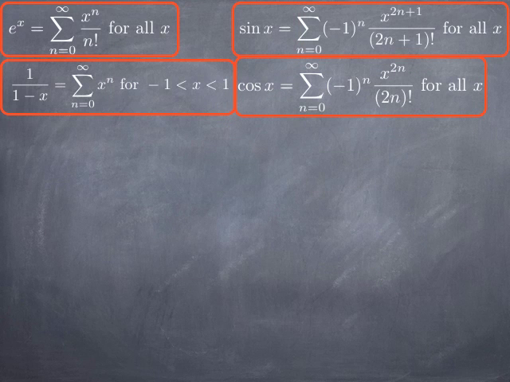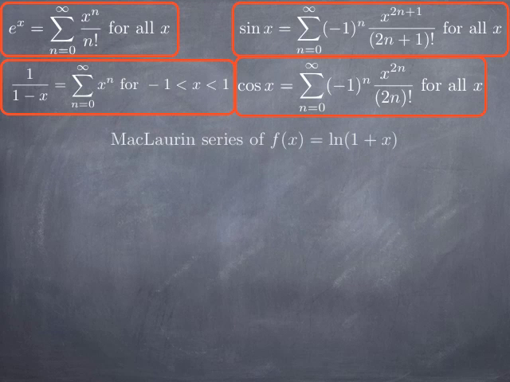So now we have these four power series representations for standard functions. And we're going to look at one more standard function, namely the natural logarithm of 1 plus x, and we're again going to look at the Maclaurin series. So what happens when x is close to 0?